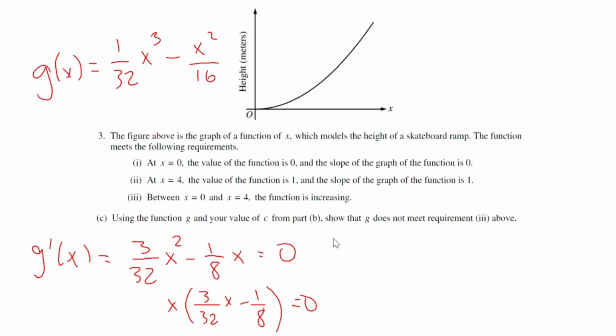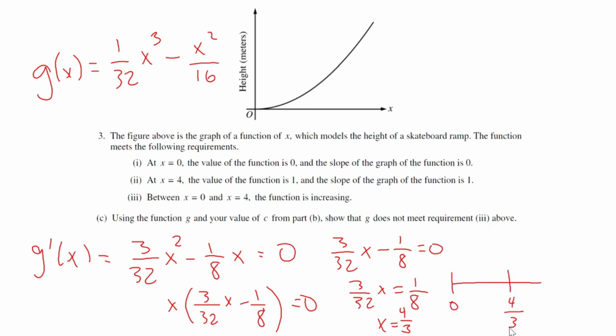And x is 0. And also when 3/32 x minus 1/8 is equal to 0, or 3/32 x is equal to 1/8, or when x is equal to 4 over 3. And if we make a sign chart here with 0 and 4/3 on it, I think we can very clearly see that if we plug in something like 1 to our derivative, we end up with a positive for x, and 3/32 minus 1/8 is negative. That's 3/32 minus 4/32, which is going to be negative.